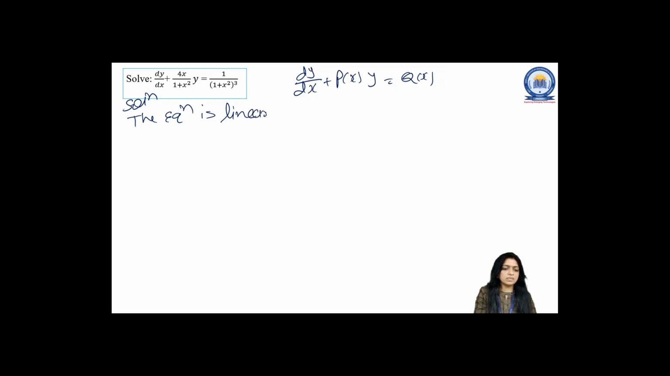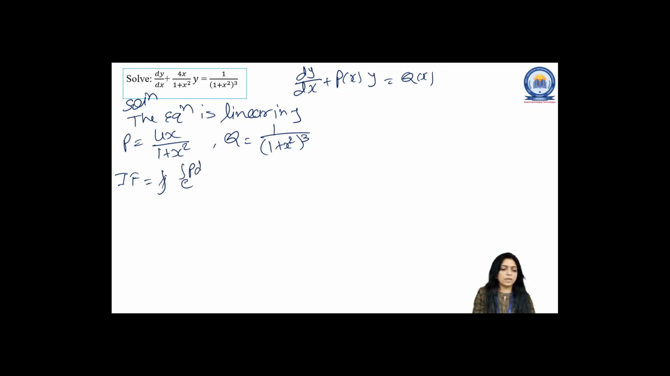And hence it is linear in y. We can say that p, the multiple of y, is 4x upon 1 plus x square, and q is 1 upon 1 plus x square whole raised to 3. So the integrating factor is e raised to the integral of p dx, so e raised to the integral of 4x upon 1 plus x square dx.